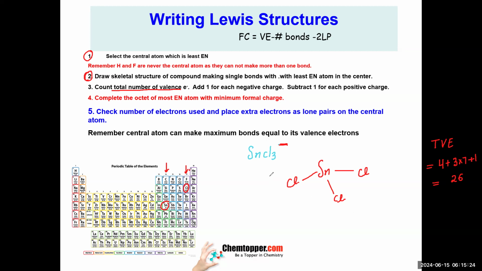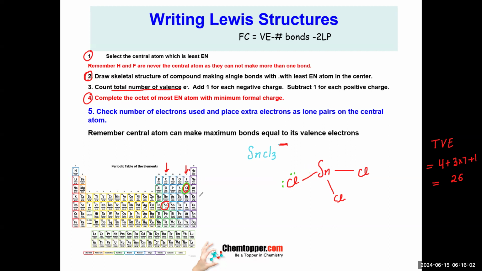Okay, now complete the octet, rule number 4. Complete the octet of the most electronegative atom with minimum formal charge. Chlorine is the most electronegative atom. And you have seen how chlorine can make double bonds and all these things. But if I put a double bond here, then is this chlorine in a happy situation? Check the formal charge. No. So don't put a double bond here.